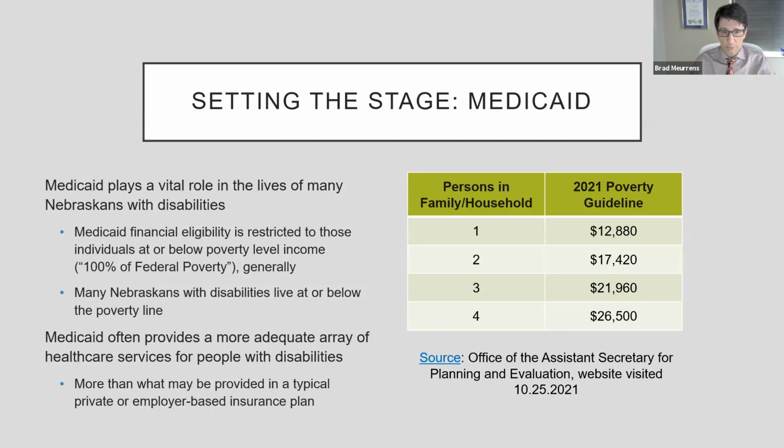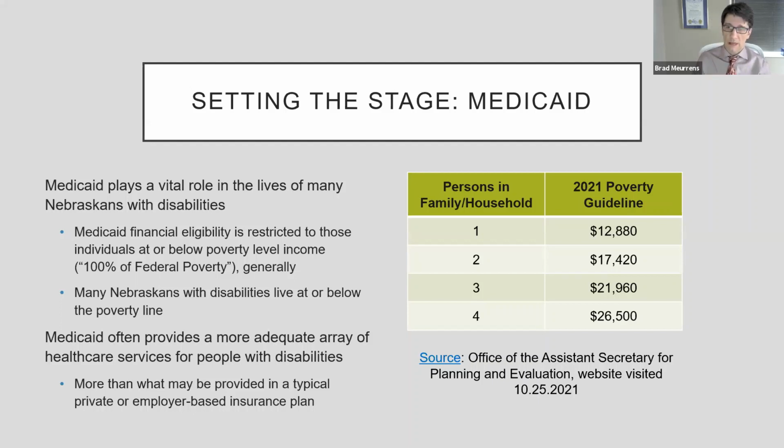Thus, Medicaid often provides a more adequate array of healthcare services for persons with disabilities. In fact, more often than not, Medicaid will provide more than what may be provided in a typical private or employer-based insurance plan. The example that I frequently hear is personal assistance services are covered under Medicaid, but usually are not covered under an employer-based or private health insurance plan.